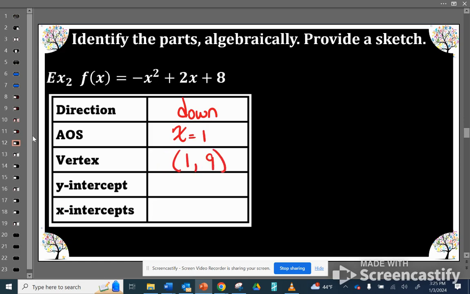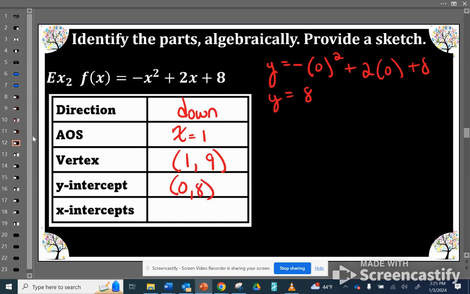Okay, the y-intercept is when x equals 0. So to find the y value, we're going to insert 0 everywhere we see an x. So our y-intercept is 0, 8. It's the c value when it's written in standard form.